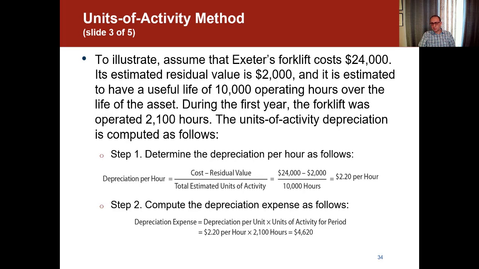So the units of activity depreciation would be calculated as follows. The first step is to calculate the rate. So we get the depreciation per hour, which is the cost. In our case here, it's 24,000. And then we subtract the residual value, 2,000. And then we divide it by the total estimated units of activity. This is, again, an estimate.